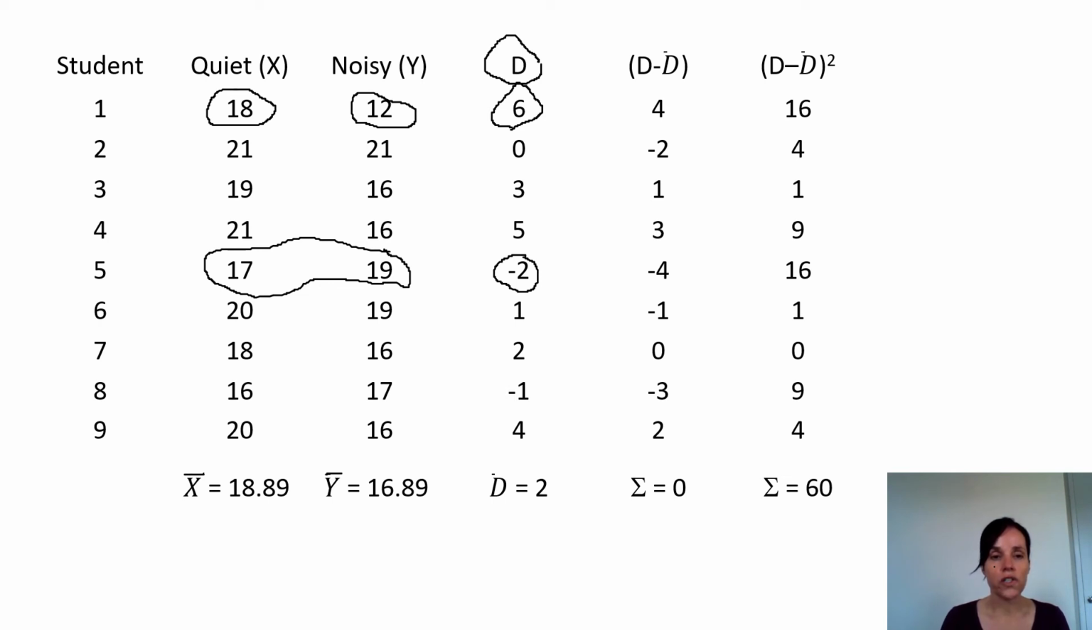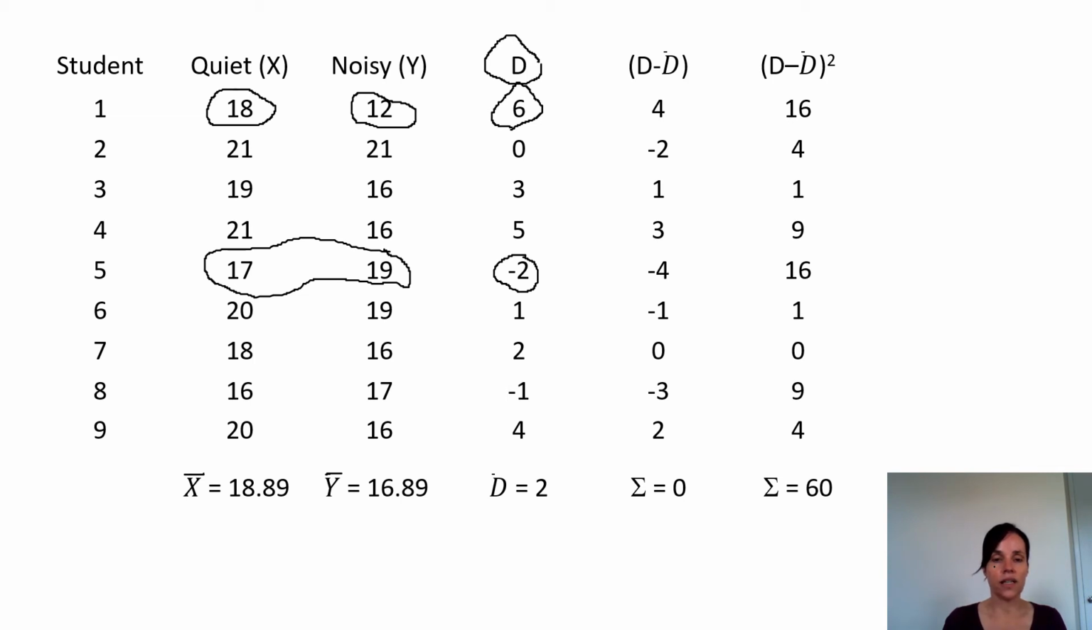The first 4 students all solved more math problems correctly when it was quiet. So when you took the quiet score and subtracted the noisy score, you got a positive number. Student number 5 actually solved more math problems correctly when it was noisy than when it was quiet. So the fact that this person's difference score is negative demonstrates that for this student, the Y score was higher than the X score. For student number 6, the difference score is 1.